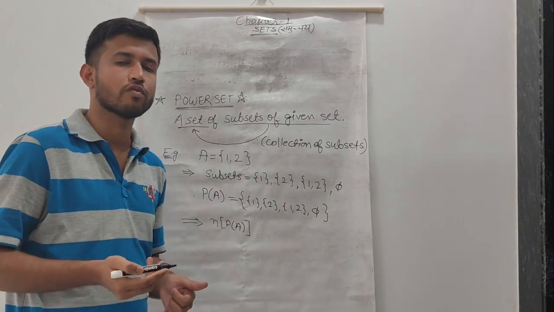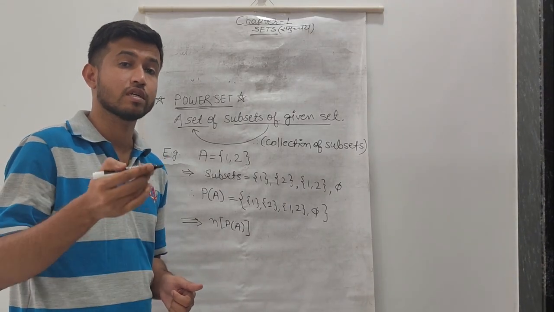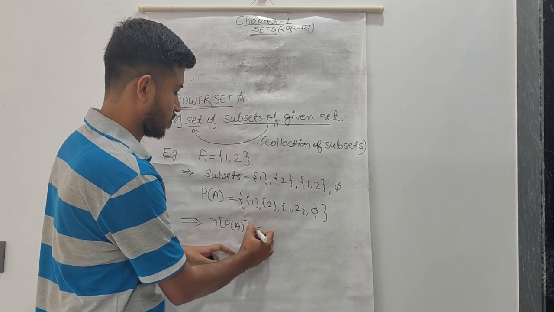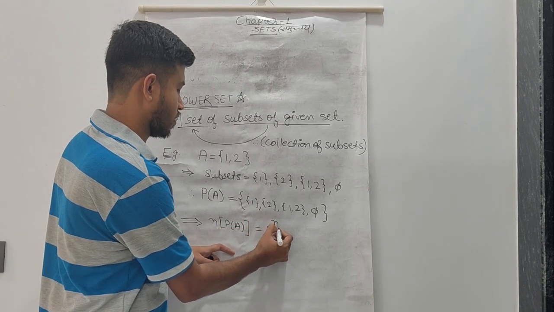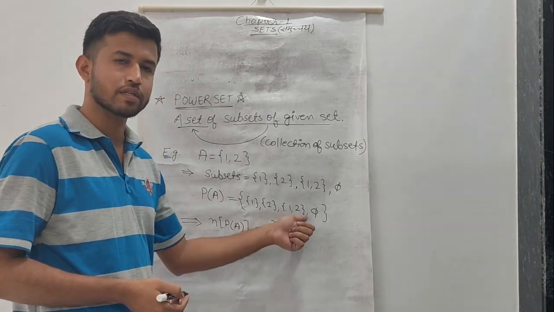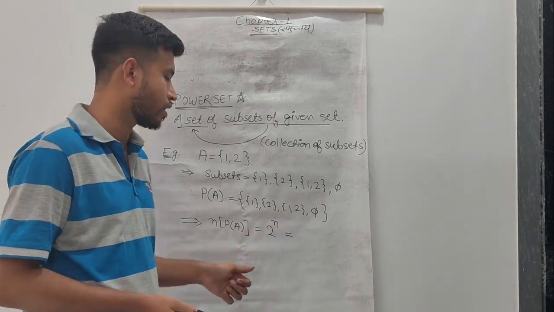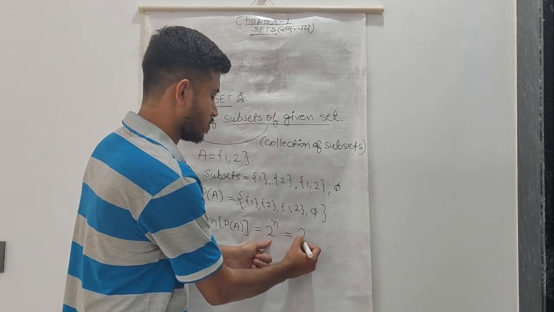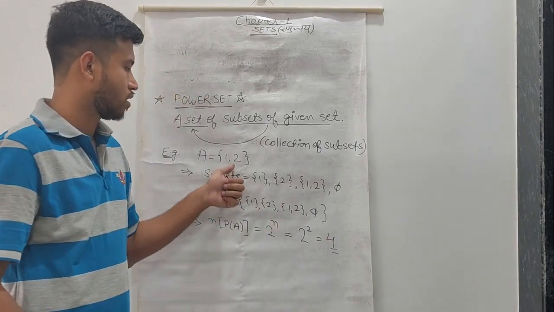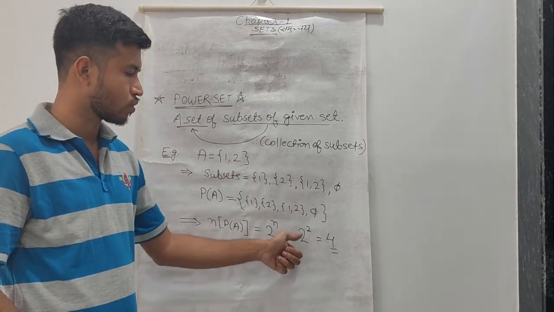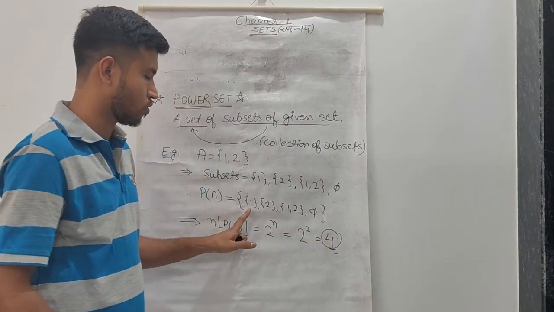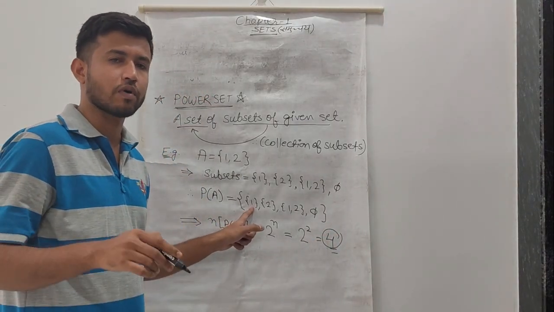What if you have to find the number of elements in the power set of A? The same formula, 2 to the power n, is applied, because it is a collection of subsets already. 2 to the power 2 is 4. Because the set has two elements, 2 to the power 2 gives you 4. So we have 4 elements in the power set of A.